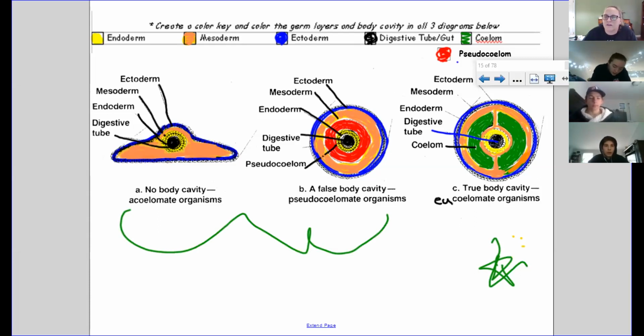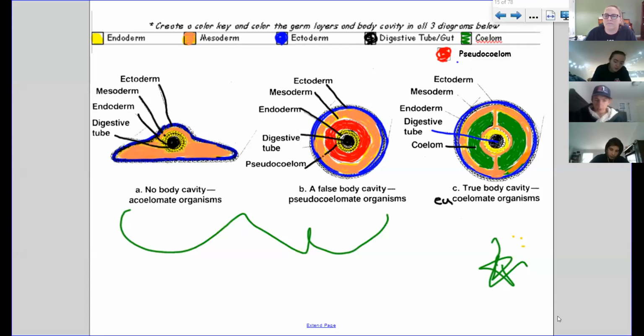So everybody get those colored in, or do you still need a minute? I still need a minute. Sorry. Okay. Yeah, so the orange part that's colored in is the mesoderm. Correct.